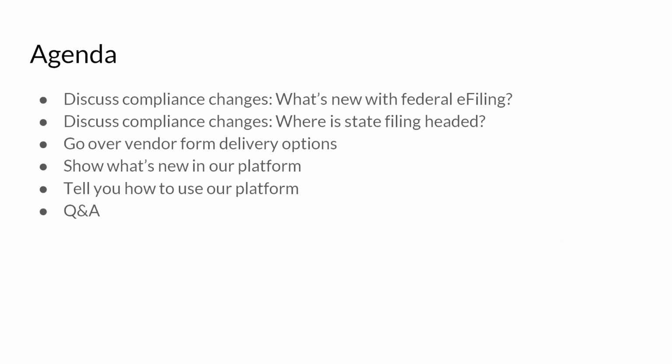So I just want to talk about a couple of things on the federal and state tax filing side as we get started today. You might have heard something about a new form coming out, so I just want to clear up any confusion there might be on that. I want to talk a little bit about how you can get forms in the hands of your vendors or your clients' vendors, as the case may be. I'm going to talk to you about what's in our platform and how to use the Tax 1099 platform.